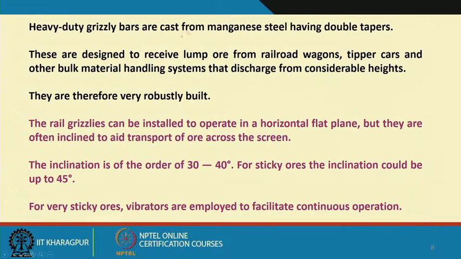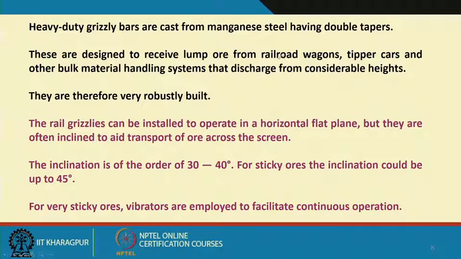And they are mostly basically made of cast manganese steel. These are designed to receive lump ore from railroad wagons, tipper carts and other bulk material handling systems that discharge from considerable heights. Mostly what happens, the mine materials are being transported even to the mineral processing operation many times through some kind of bulk material handling systems. Even they are transported to long distances by different types of bulk material handling systems.